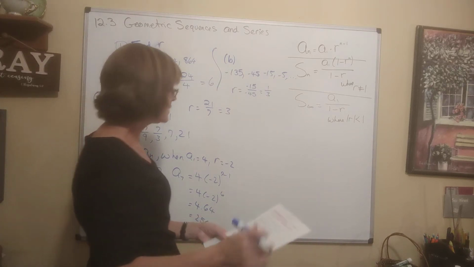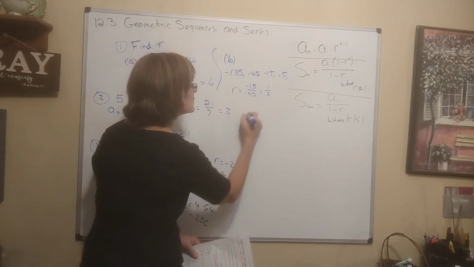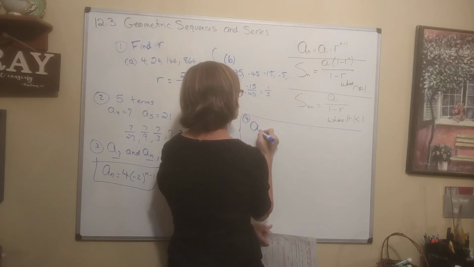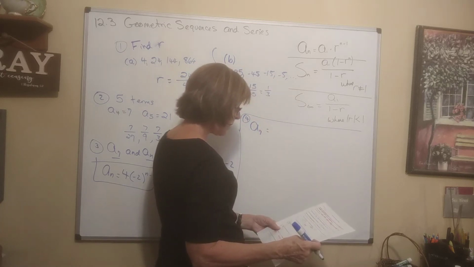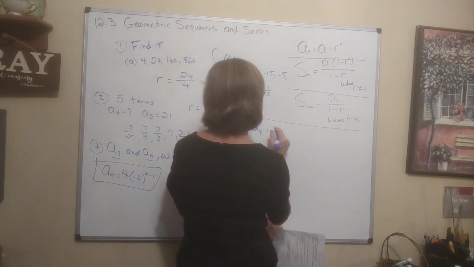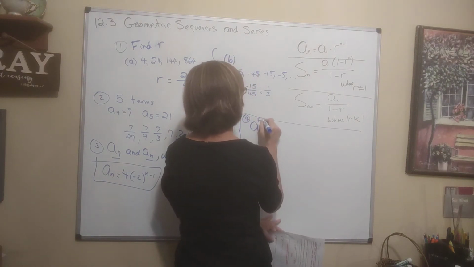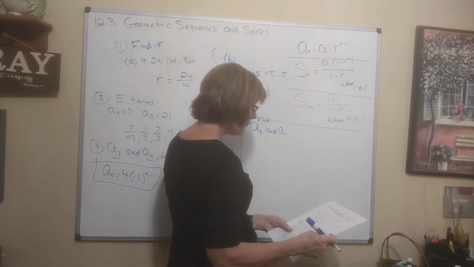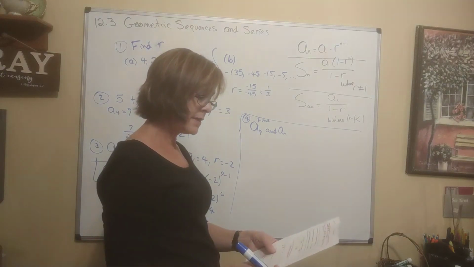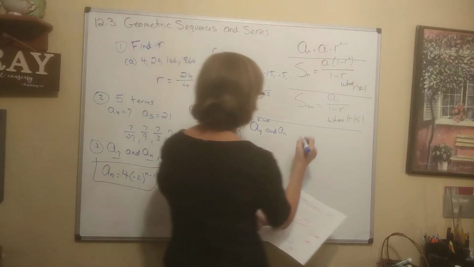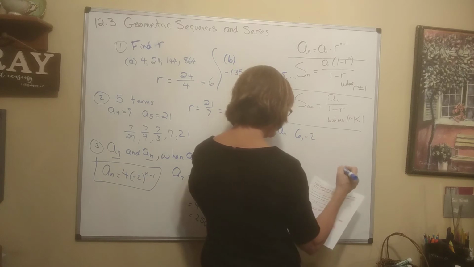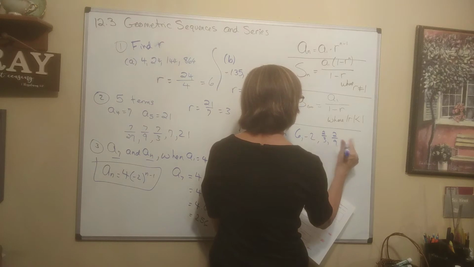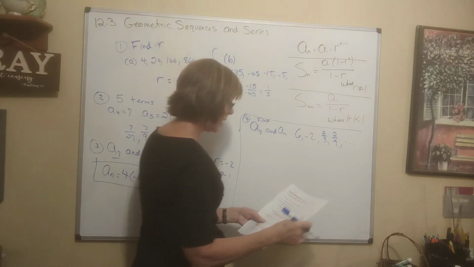Number 4 says find a sub 7 and a sub n, same instructions, for the geometric sequence, and then they just list it. For this geometric sequence: 6, -2, 2/3, -2/9, and so on.